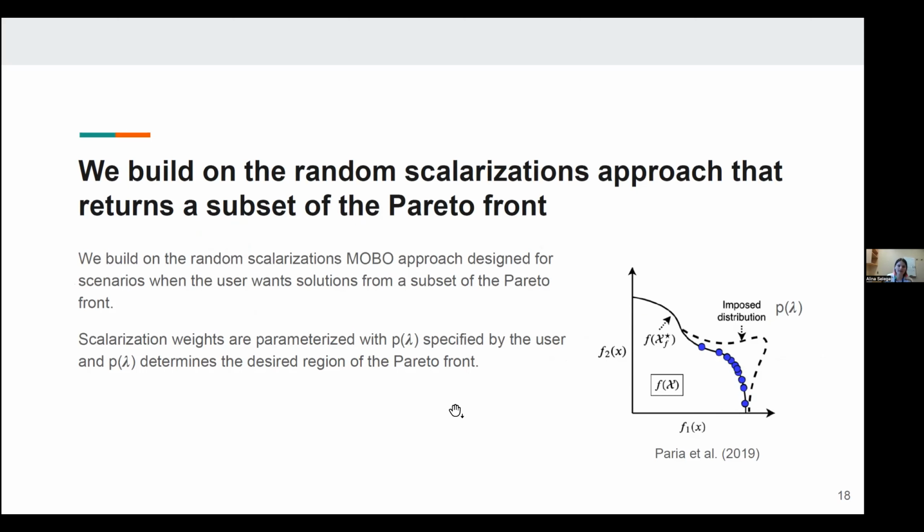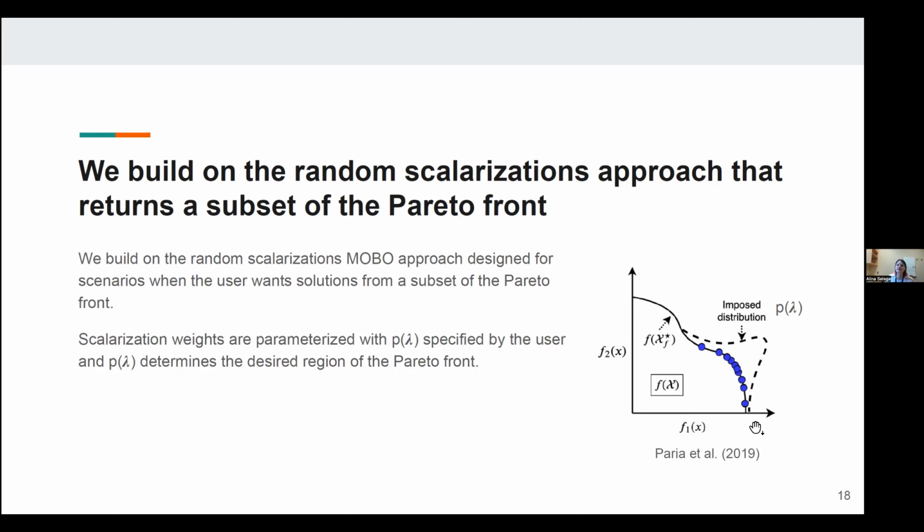So we build on the approach by Perea et al. from 2019. That's the approach that uses random scalarizations that return a subset of the Pareto front. How this is done: they parameterize their scalarization weights, the weights lambda that the scalarization function uses. They impose this distribution P of lambda that is actually specified by the user, and they provide some ideas of how to specify that. And so this P of lambda determines the desired region of the Pareto front that we're going to get solutions from.